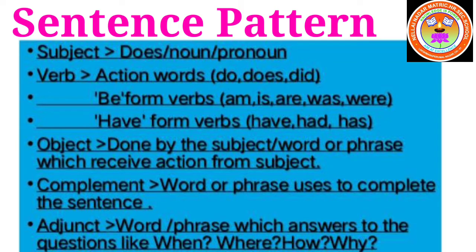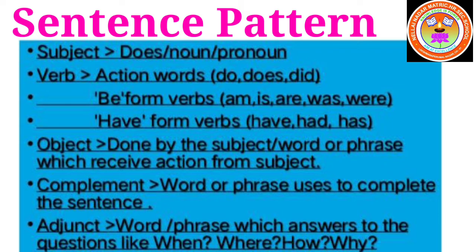So look at the sentence. Virat Kohli, the name of a sports person, is the subject. Is is the be form verb. Then captain. Who is the captain? Again it goes to Virat Kohli. It describes Virat Kohli. So this is called a complement.